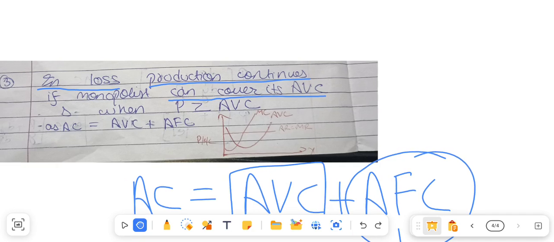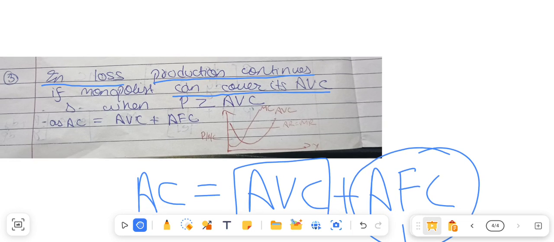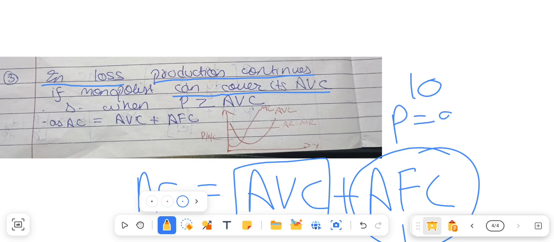So in loss, production continues if the monopolist can cover its average variable cost, when the price is more than average variable cost. Suppose the average variable cost for producing an extra unit is 10 rupees, but the monopolist is selling it at 9 rupees. This will not work. The monopolist will be in loss and will consider shutting down his firm. So let me explain it using a diagram.